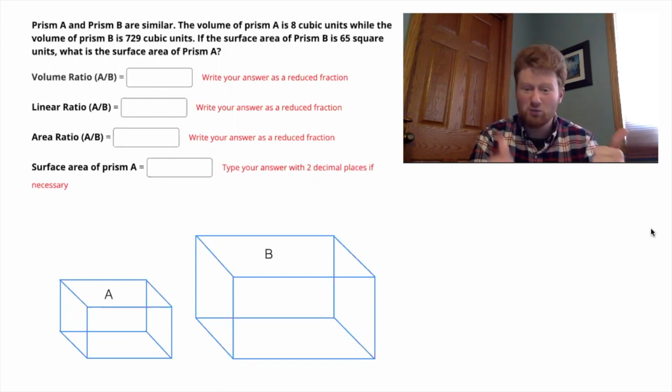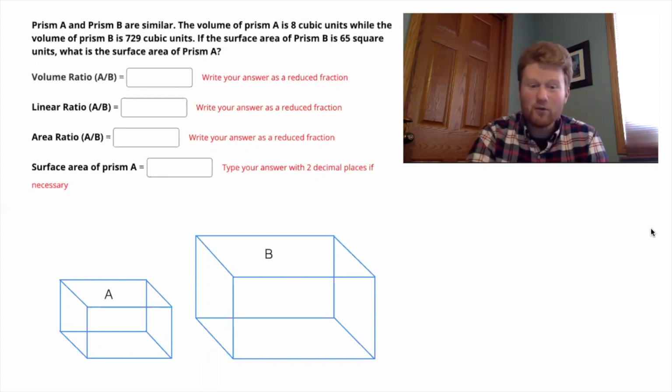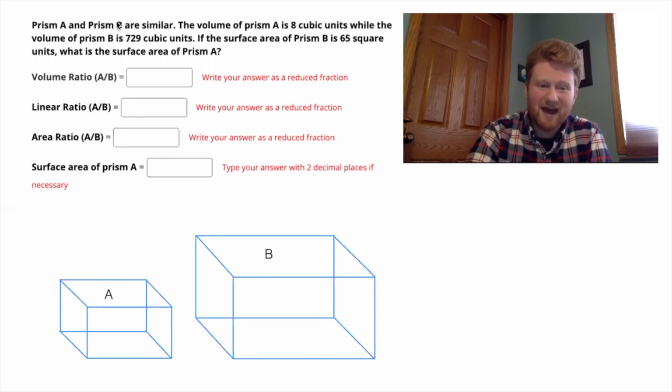So we know we have two prisms, A and B, and I've drawn those here. We also know they're similar. Again, same shape, not the same size. And we know the volume of both A and B. And I've labeled this A and B. It's not the top side. That is labeling the entire figure. But they say that the volume of prism A is 8 cubic units.